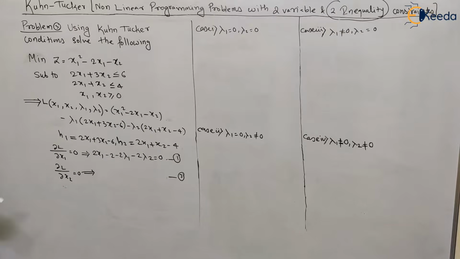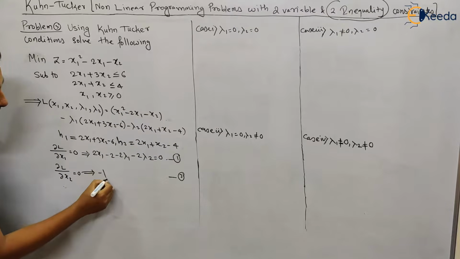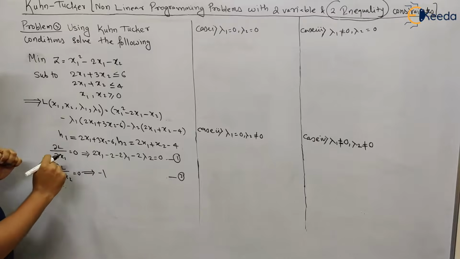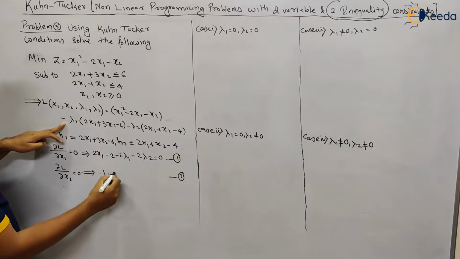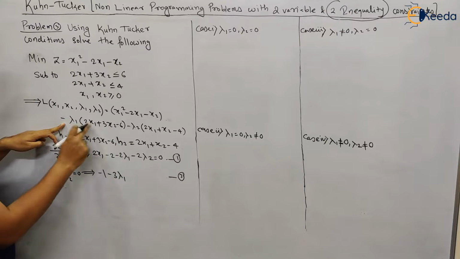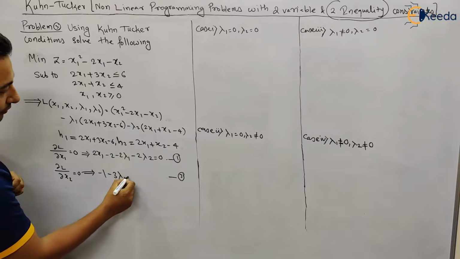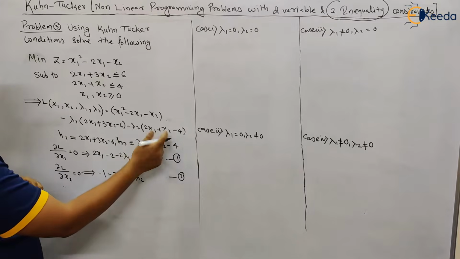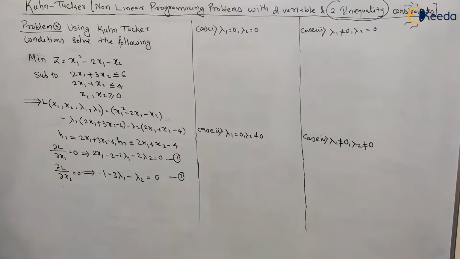Next, dou L upon dou x2, with respect to x2. So this is minus 1. With respect to x2, from this it will be minus 3 lambda 1, and from this you will get minus lambda 2, equal to 0.